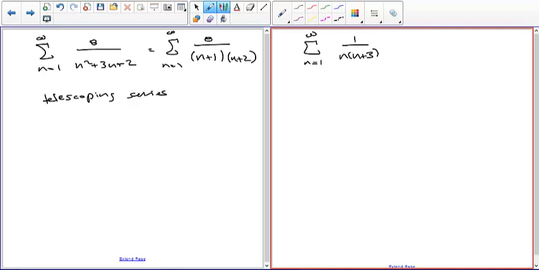So anybody have any thoughts on that one? Again, if you do the nth term test, it goes to 0. So we can't immediately say it diverges. So it has a chance.